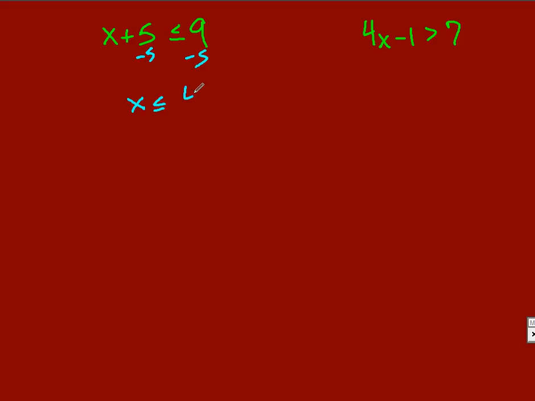X is less than or equal to 4. So then you would draw your number line, 0 and 4. This would be a closed circle, shading to the left because of the less than or equal to.